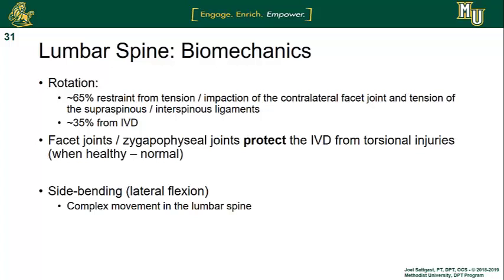Side bending or lateral flexion is a complex movement in the lumbar spine with a coupling again occurring from L1 to L3. Then as you move into L4, L5, L5-S1, it's to the same side versus contralateral above.